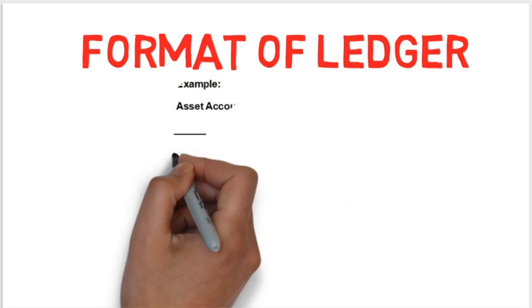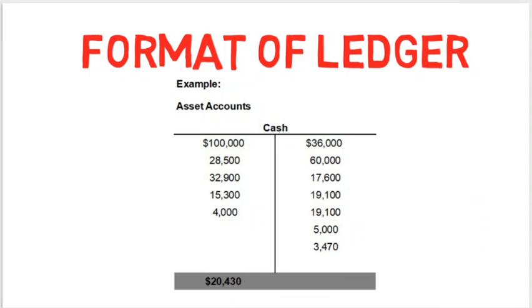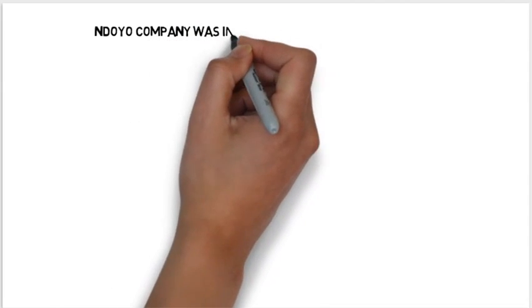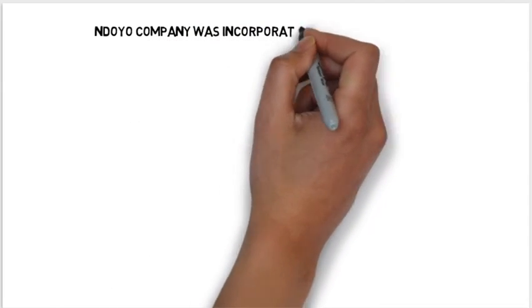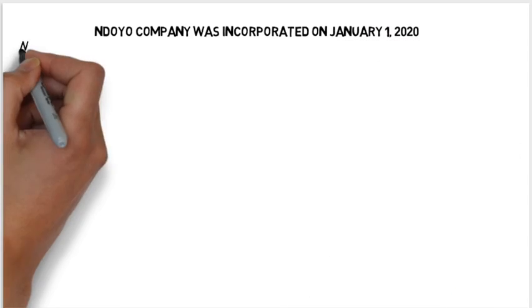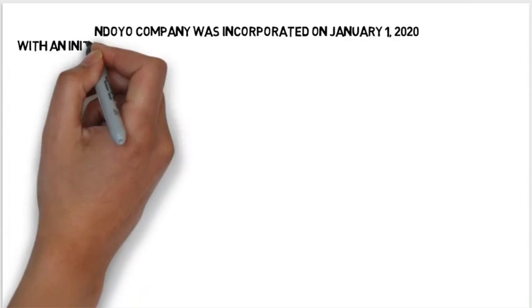Format of ledger. This is the example of ledger format. Account types: asset account, account, cash. Example of how to make a ledger. We have to always remember that the second step of the accounting cycle is to post the journal entries to the ledger accounts based on our previous transaction.